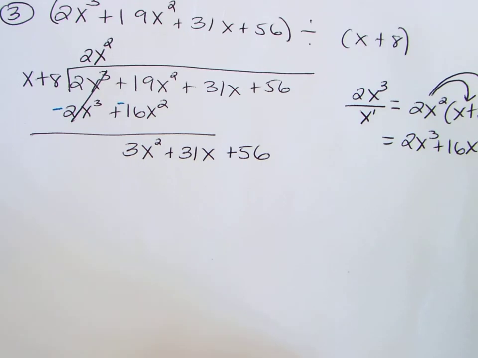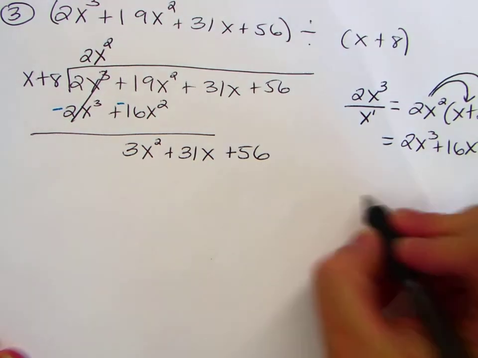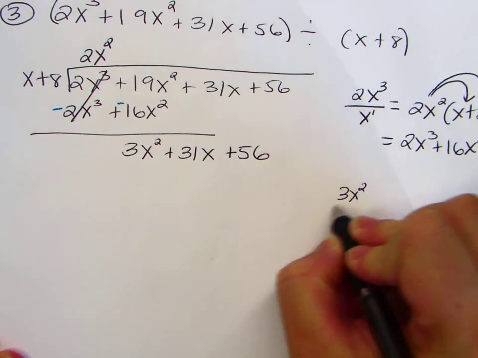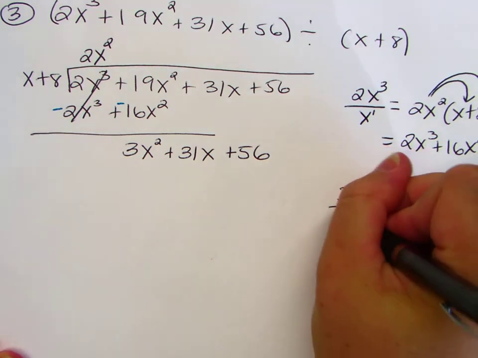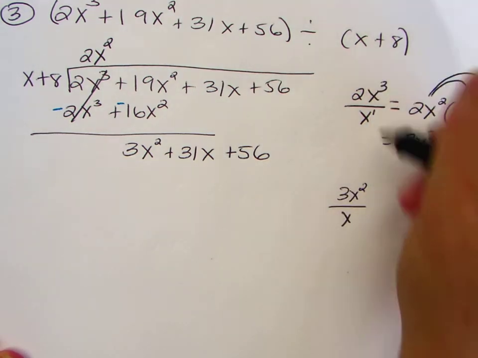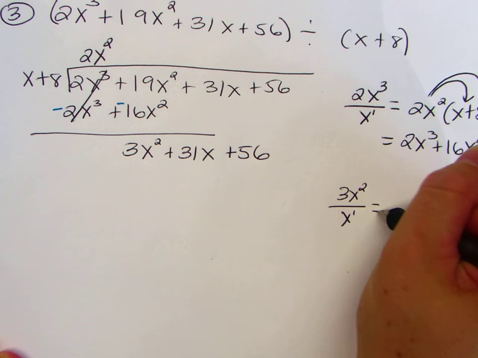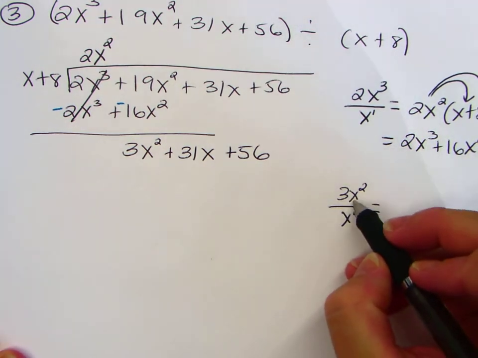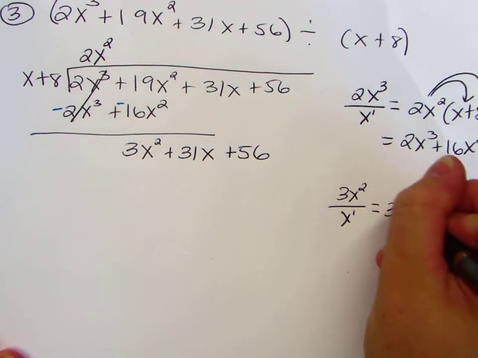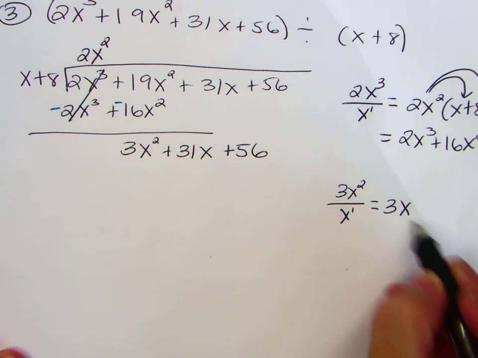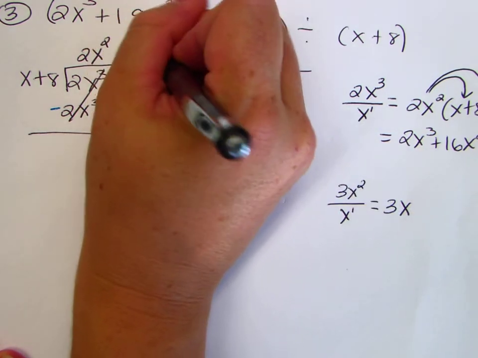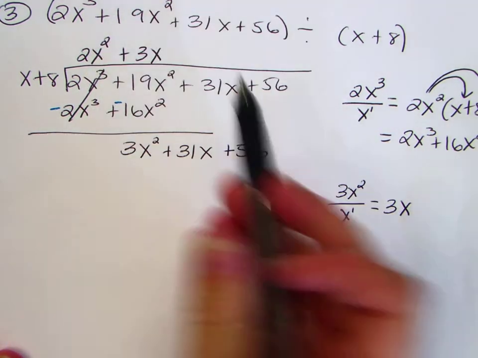Same thing over again. Take my highest term, 3x squared, and divide by the outside term, x. Notice we divide by x every time. We divide by the same thing every time. 3x squared divided by x is 3x. When you divide, that's what goes up top. It's positive.